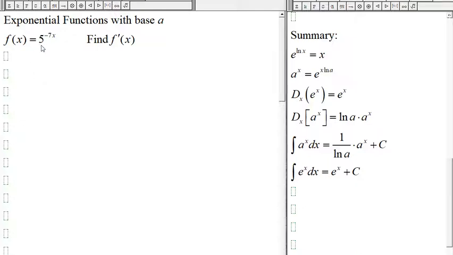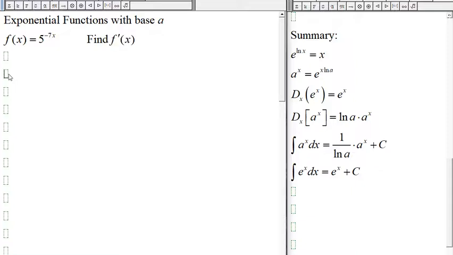Here we have the exponential function 5 to the negative 7x, and we want to find the derivative. Once again, if we just have a to the x, then the derivative will be ln a times a to the x. But here the exponent is not x, it's negative 7x, and so we have to use the chain rule.